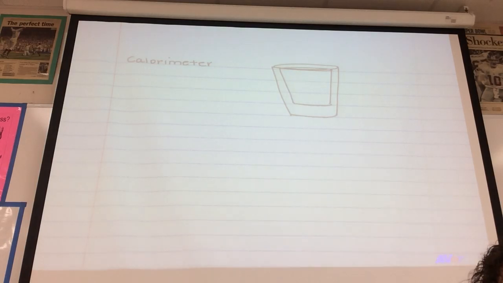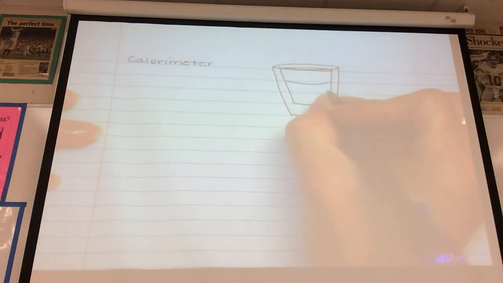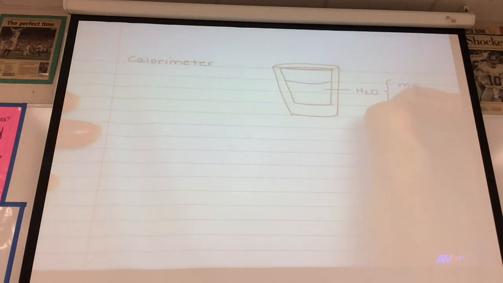In any event, in this inside cup, you will have water. You will know the mass. You will know its initial temperature. The specific heat of water is 4.18 joules over grams degrees Celsius. So you will know all of that.